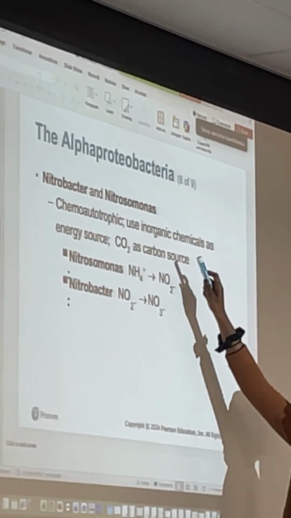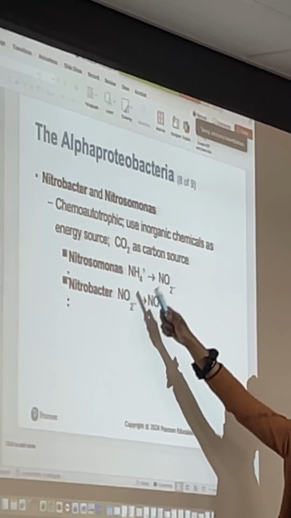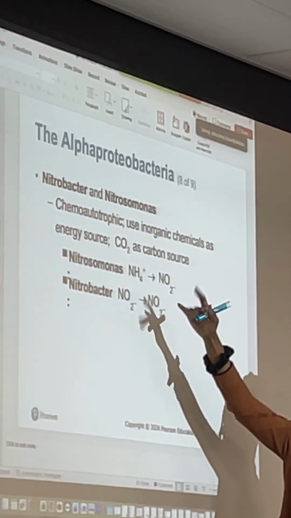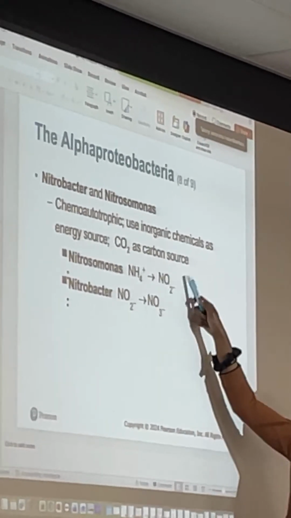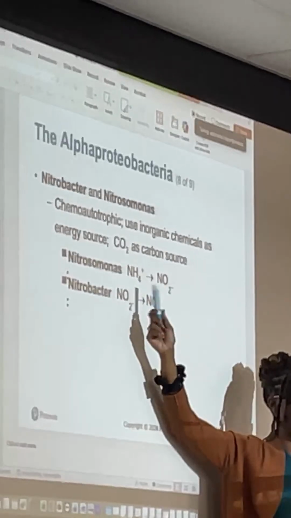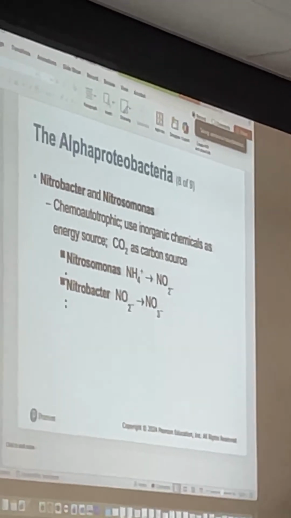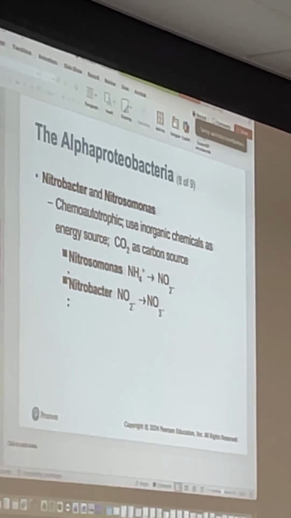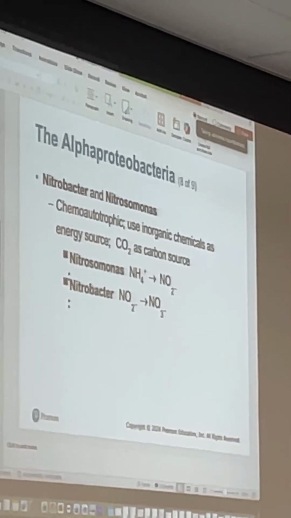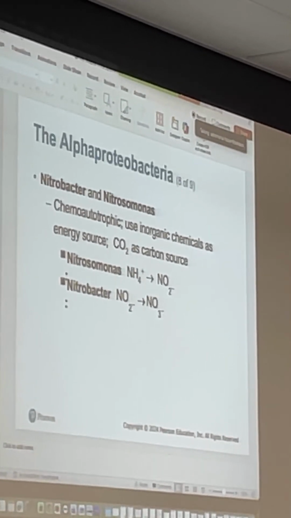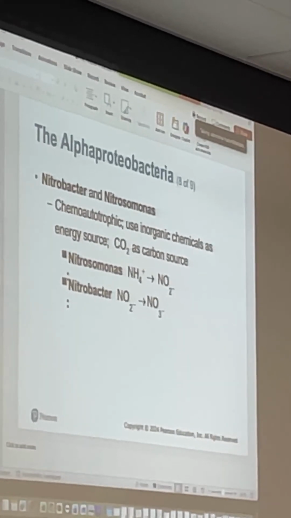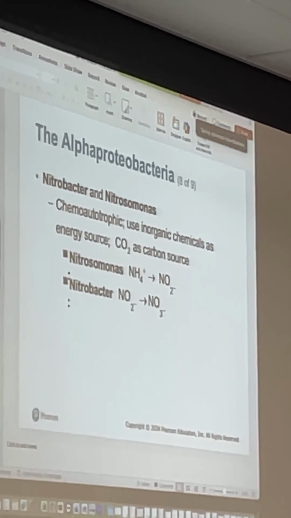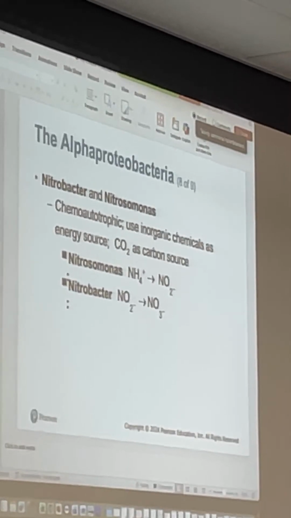When talking about Nitrosomonas, they convert the ammonium product. So this is ammonium, converted into nitrite. And then Nitrobacter converts nitrite into nitrate, all right? So these examples have different ways of converting nitrogen into useful forms. These processes are referred to as nitrification, the conversion of these nitrogen products into other nitrogen compounds, all right?